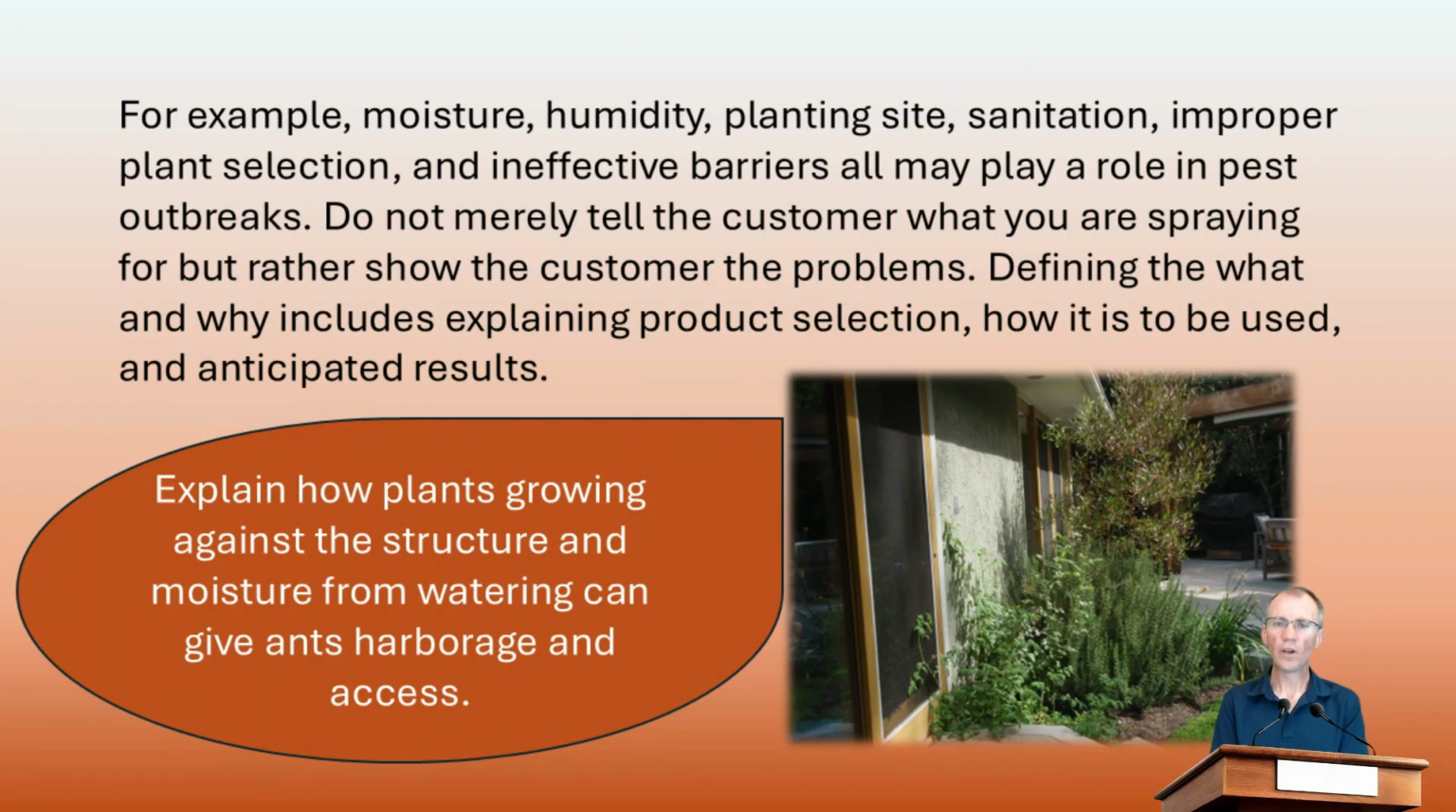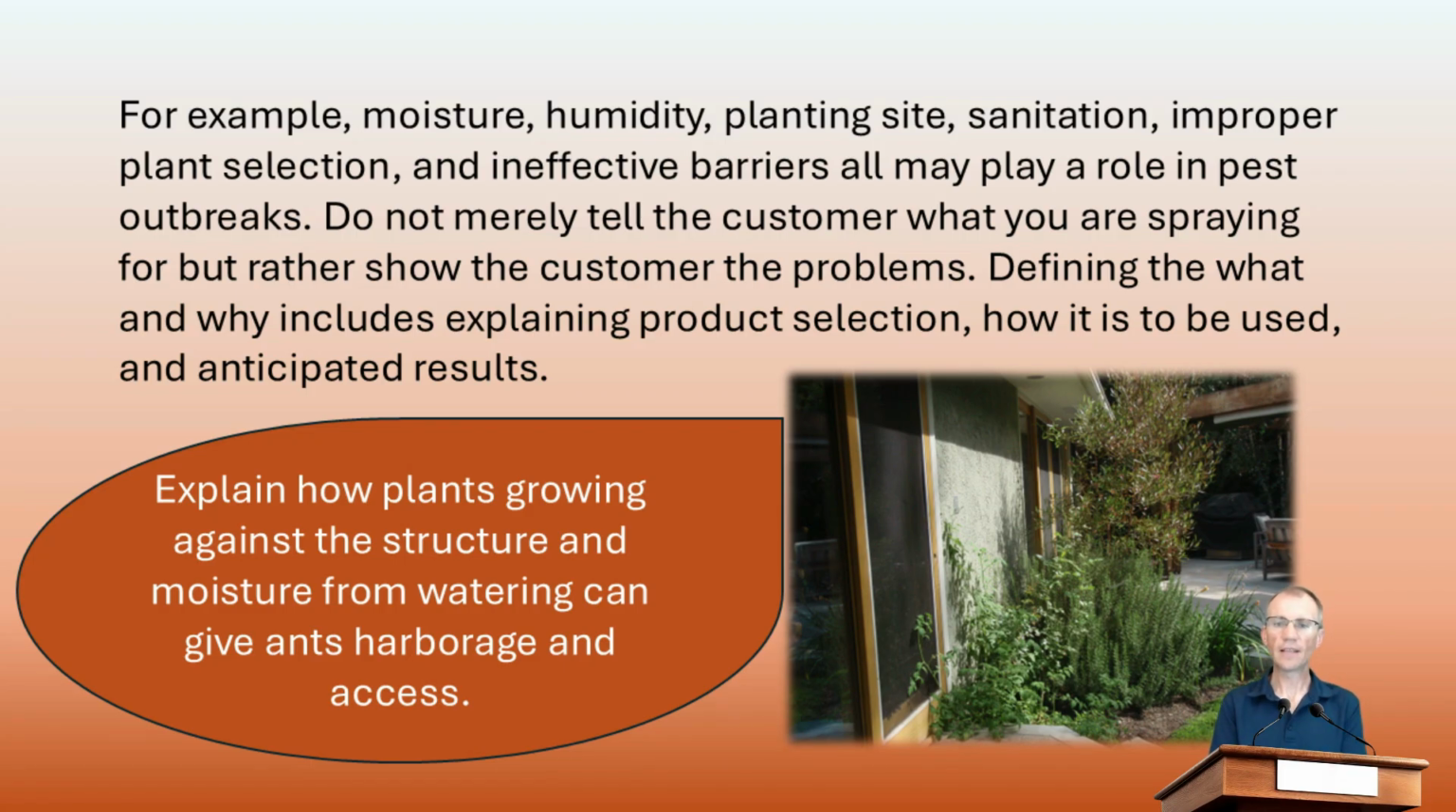For example, moisture, humidity, planting site, sanitation, improper plant selection, and ineffective barriers all may play a role in pest outbreaks. Do not merely tell the customer what you are spraying for, but rather show the customer the problems. Defining the what and why includes explaining product selection, how it is used, and anticipated results. As you can see here at the bottom right, explain how plants growing against the structure and moisture from watering can give ants harborage and access.